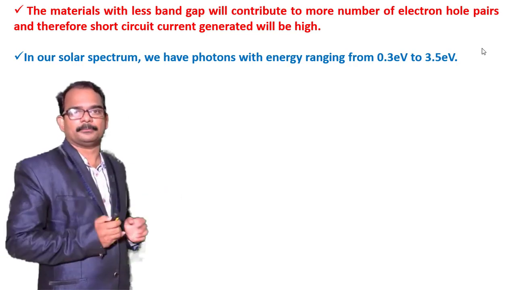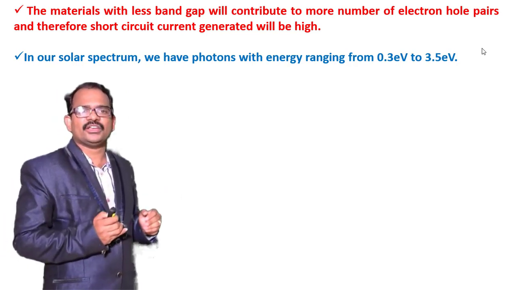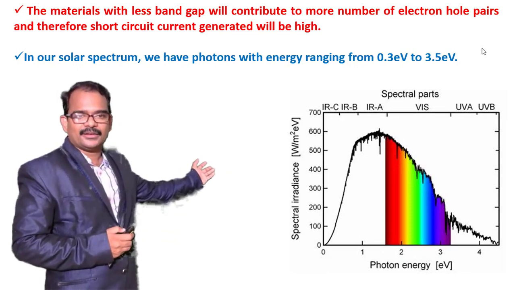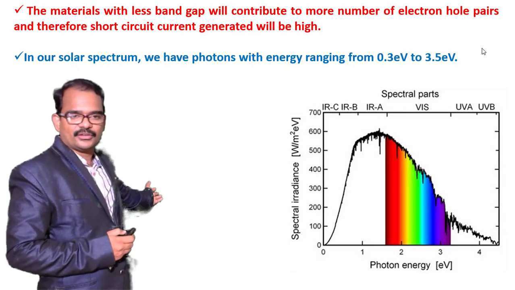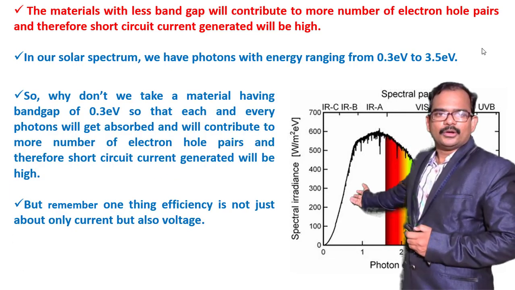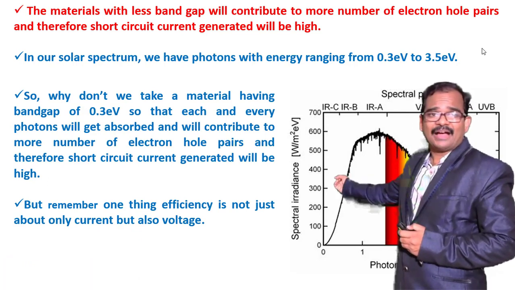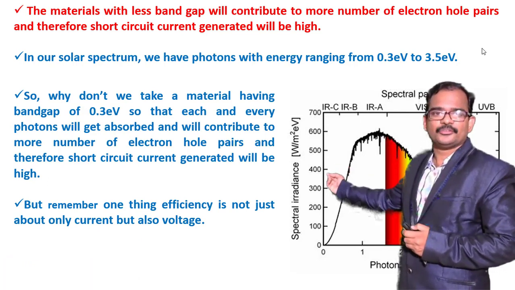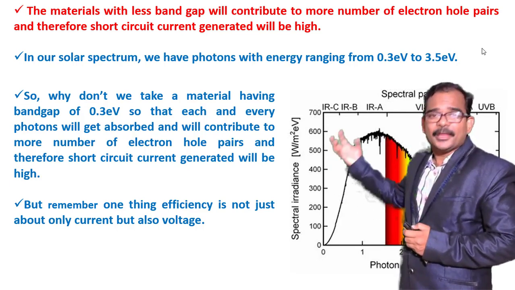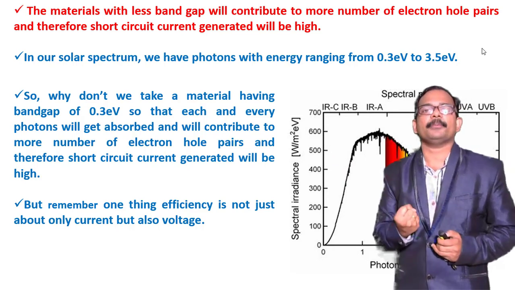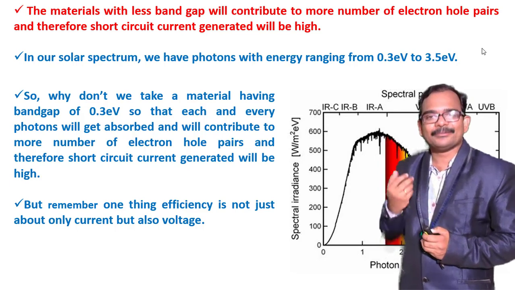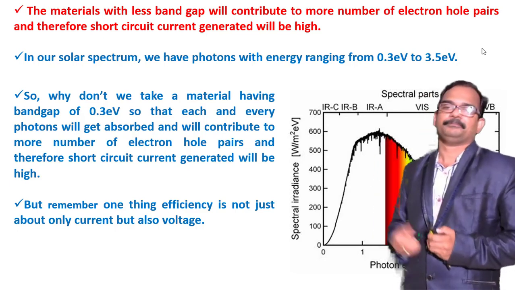But in our solar spectrum, we have photons with energy ranging from 0.3 to 3.5 electron volts. You can see the solar spectrum here. You have different energies ranging from 0.3 electron volts to 3.5 electron volts. So why don't we take a material having the least band gap, that is 0.3 electron volts, so that each and every photon will get absorbed and will contribute to more electron hole pairs, and thereby the short circuit current generated by the solar cell will be high.